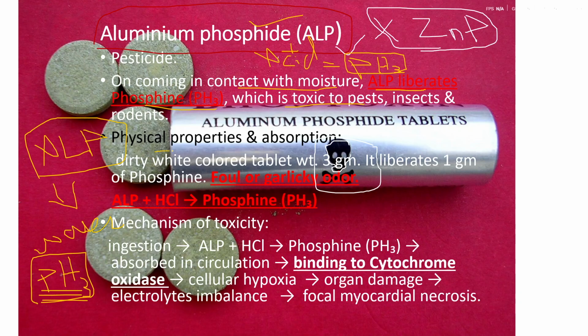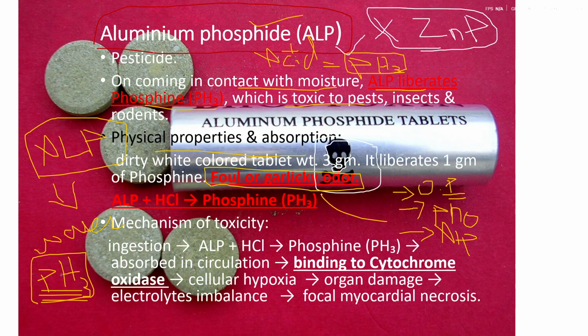Now, physical properties and absorption: it has a very foul garlic odor. Where did we discuss the garlic odor previously? We talked about that in organophosphorus poisoning, OP, where phosphates are present, and then we discussed it specifically in phosphorus as an irritant. It also has a garlic odor, and now again in aluminum phosphide, the garlic odor is specific. All of them come from the presence of phosphide.